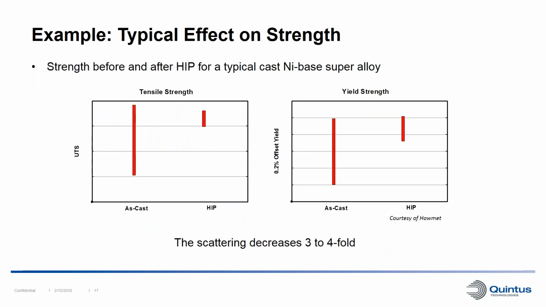Here I want to show some real case examples of how the hipping affects mechanical properties. We begin with the strength here, and these are values from a cast nickel-based superalloy. We have cast material and hip material. As we can see here, the maximum values of the strength don't really change by hipping. However, the minimum values of the strength are increased by hipping, and by that we also get a much reduced scatter band for this property. So we can see a reduction in scatter of 3 to 4 times.